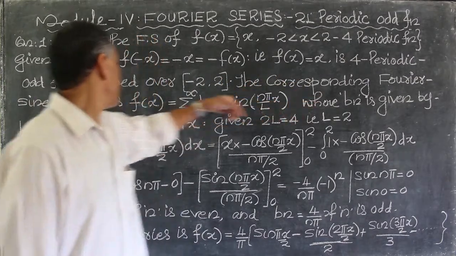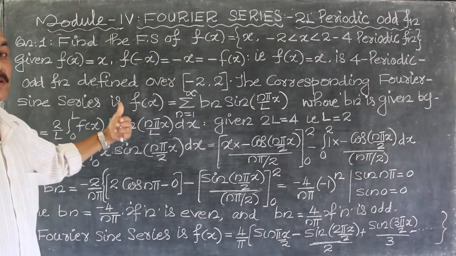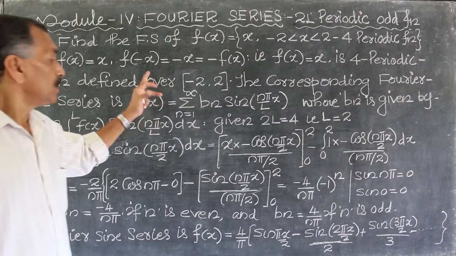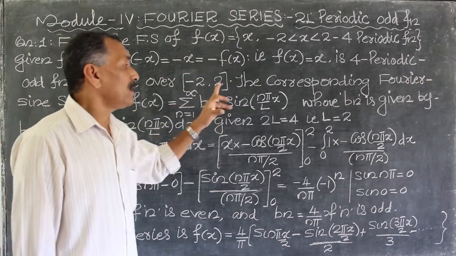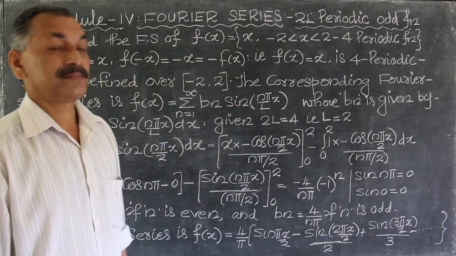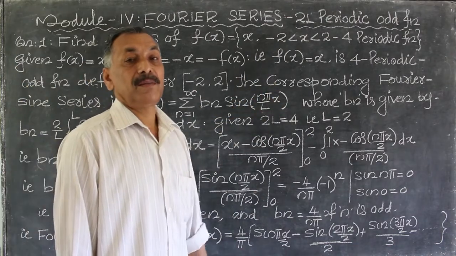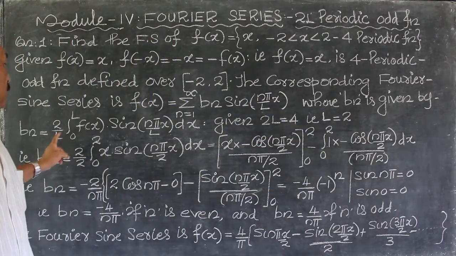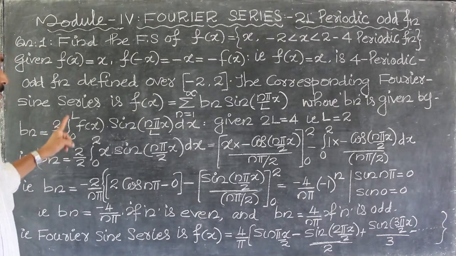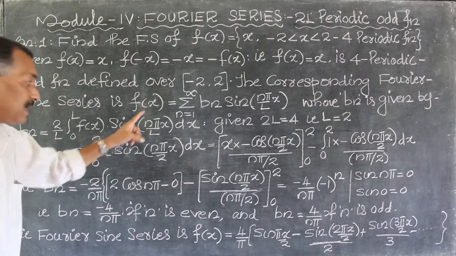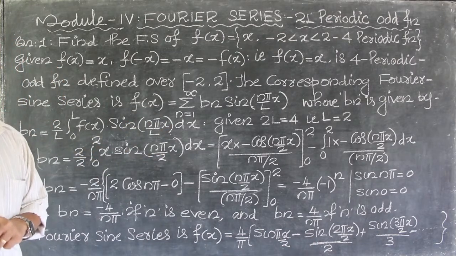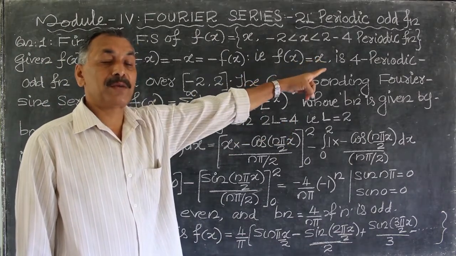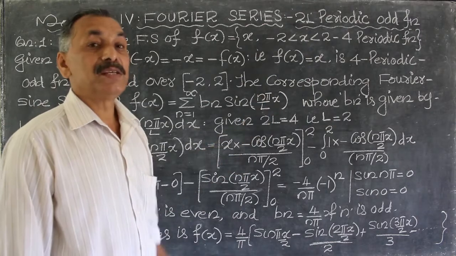Then the corresponding Fourier series is the Fourier sine series. The Fourier sine series is given by f of x is equal to sigma n equals 1 to infinity b n sine n pi by L x, where b n is given by b n is equal to 2 by L integral 0 to L f of x into sine n pi by L x dx. Again, what is the period? 2L is equal to 4 periodic, here 2L is equal to 4. That is, L is equal to 2.